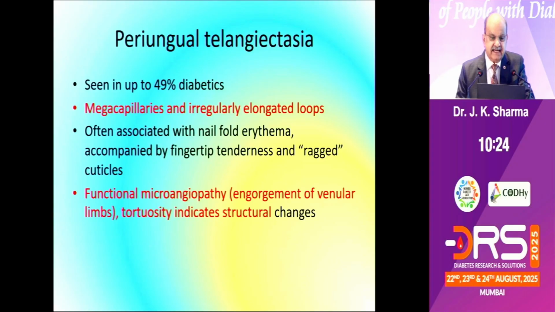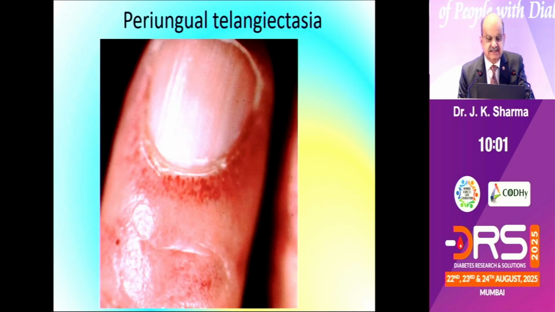Then comes the periungual telangiectasia, which is very, very common and seen in up to 49% of the diabetics. Megacapillaries and irregularly elongated loops, often associated with nail fold erythema, accompanied by fingertip tenderness and ragged cuticles. Functional microangiopathy, engorgement of venular limbs, tortuosity indicates structural changes, and this is the typical picture of the periungual telangiectasia.